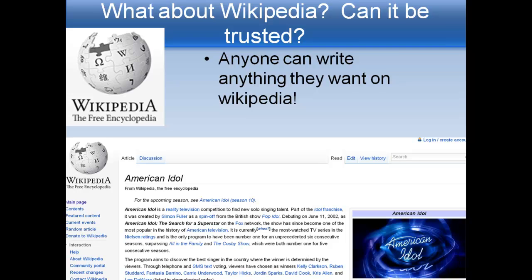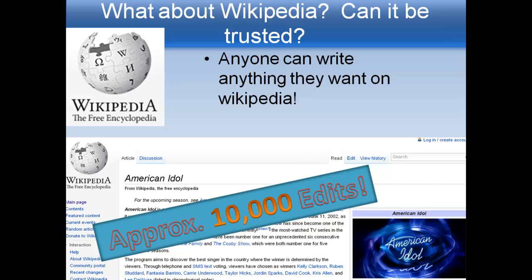Okay, so for example, the American Idol page, okay, you can see it there, has been edited 10,000 times. Okay, and there's a reason why it's been edited so much. Some people are coming in and saying things that aren't true, or some people are coming in and saying things that are exaggerated or biased, and somebody else came in and edited it back. Okay, so it's really important that we think about the fact that Wikipedia is a production of everyone together.